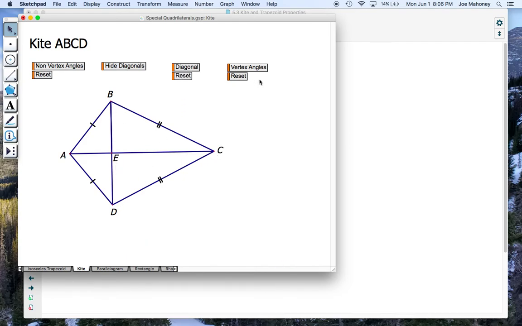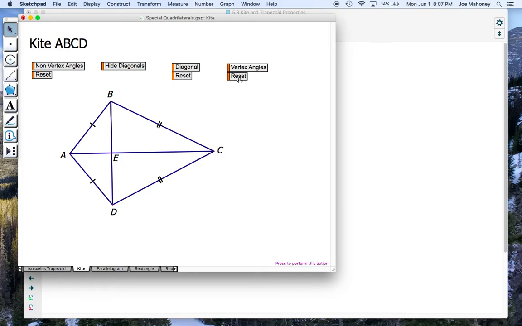Pretty cool. And the last one, check out the vertex angles. Remember, the vertex angles are at A and C. Are you ready? This is quick. Here we go. Whoa, okay. Let's reset that. That was too quick for me. I'm going to watch A first. Looks like those angles are the same. And now we want to watch the ones at C. Let me reset one more time. Watch them at C. It looks like it's the same. So the vertex angles are bisected by the diagonal.